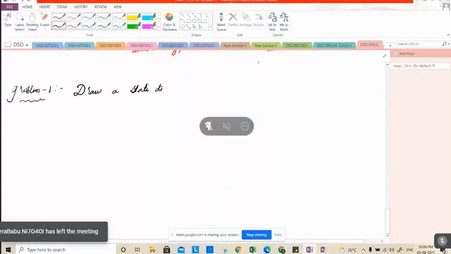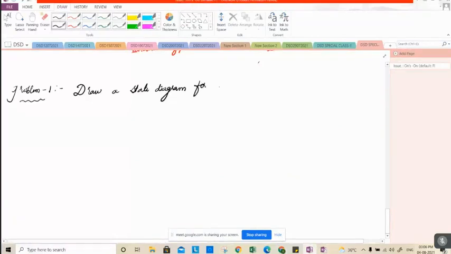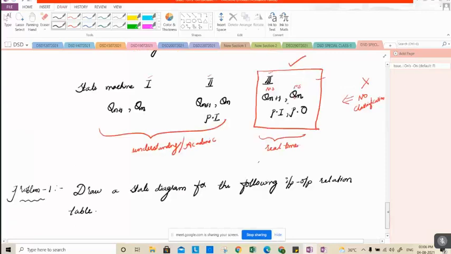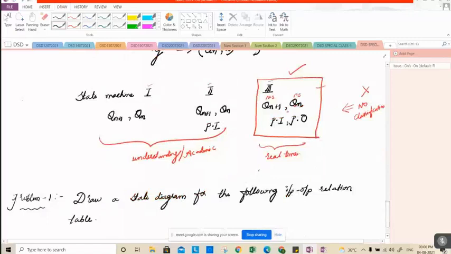Draw a state diagram. Write the following: input output relation table. Now before this, please answer this question. Now from this understanding, what is the information that will be present in state diagram? State diagram lo emuntundi information?